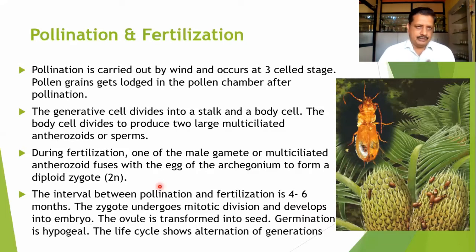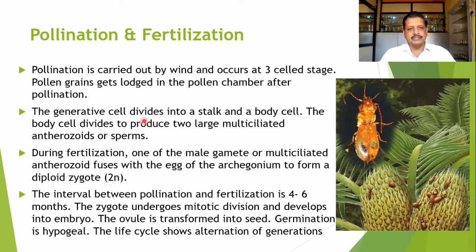Now, when we talk about pollination and fertilization, pollination is mostly carried out by the wind, because the number of microspores is very large, and at the same time each microspore bears a wing-like structure, so they can float in the air. So it is mostly wind pollinated and occurs at the 3-cell stage. The pollen grains get locked into the pollen chamber after pollination, and from there the development of the pollen tube takes place.